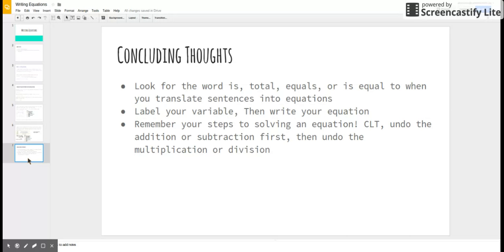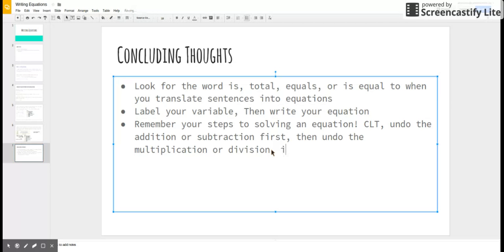Okay, some concluding thoughts. Look for the word is, total, equals, or is equal to when you translate sentences into equations. Label your variable, then write your equation. That helps. Identify your unknown first. Remember your steps to solving an equation. CLT, which means combine like terms. Undo the addition or subtraction first, then undo the multiplication or division. Simplify and check.